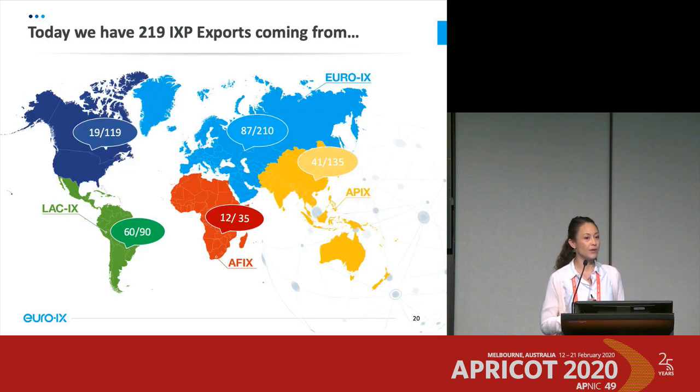Last year when I looked, there were about 79 or so exports, if I'm not mistaken. And today we have 219 exports. So that has grown quite a lot, which is very positive to see. In Asia Pacific, we have 41 IXPs who put their data into this. So if any of the other 135 minus 41 IXPs do not participate in this, then please do so.